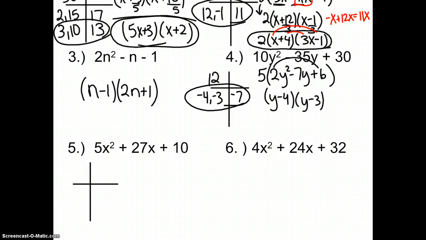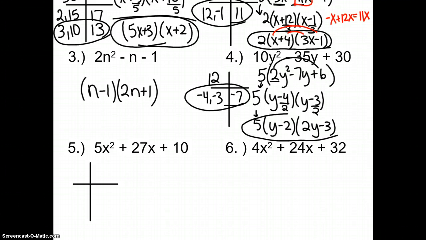And then divide by our first term, which is 2. And make sure to bring down your 5. 4 divided by 2 is just 2, so y minus 2. And 3/2, we don't want a fraction, so we can multiply by 2, giving us 2y minus 3. And we have our factored term.